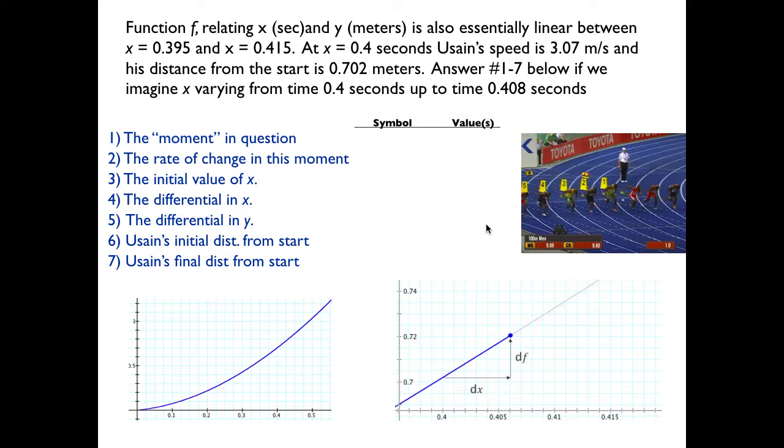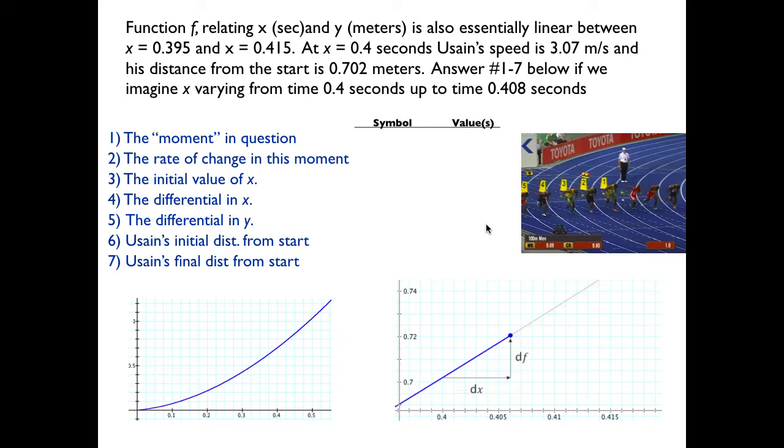Now it says df there. Sometimes you'll see that notation, and it's like, well, f is the function. It's really dy that we'd be talking about here. That's more standard notation. This is just a pre-made graph that was someplace else.